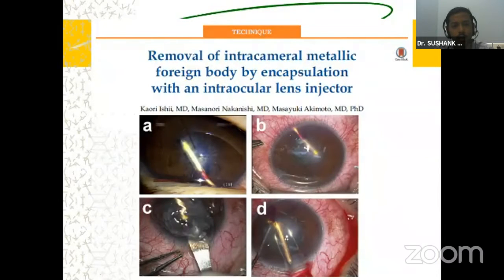And then intracameral antibiotics can be given. Like Ishii et al. used an intraocular lens injector for removing the foreign body to protect the endothelium as well as the lens. But this technique can't be used for bent foreign bodies.